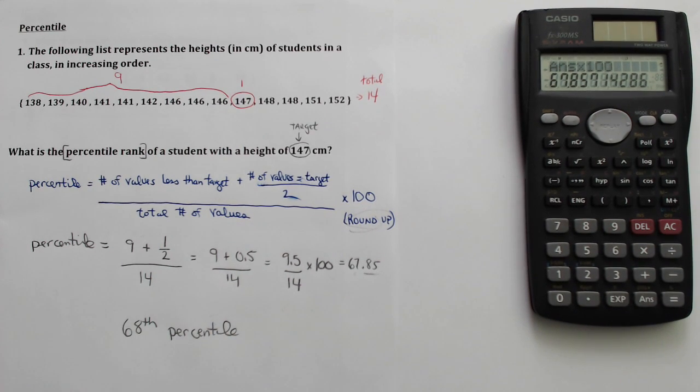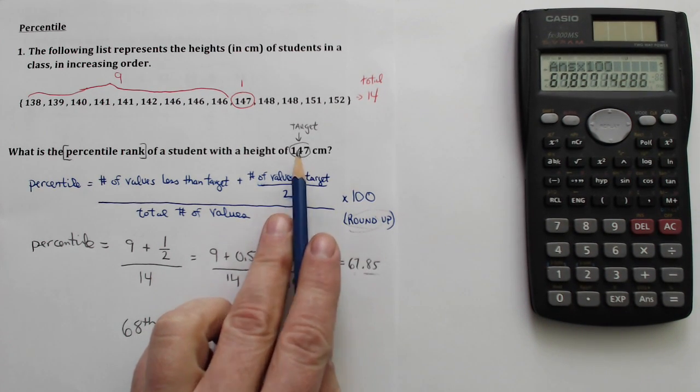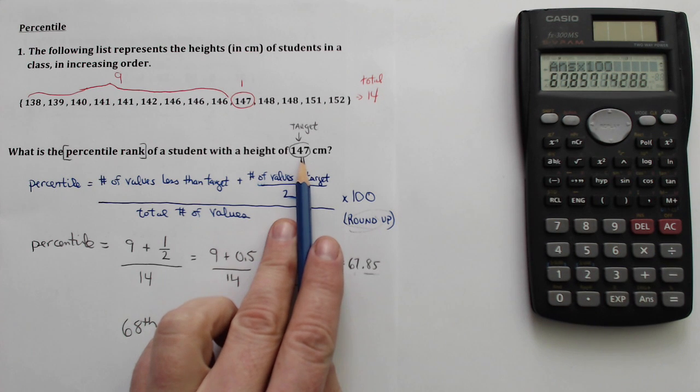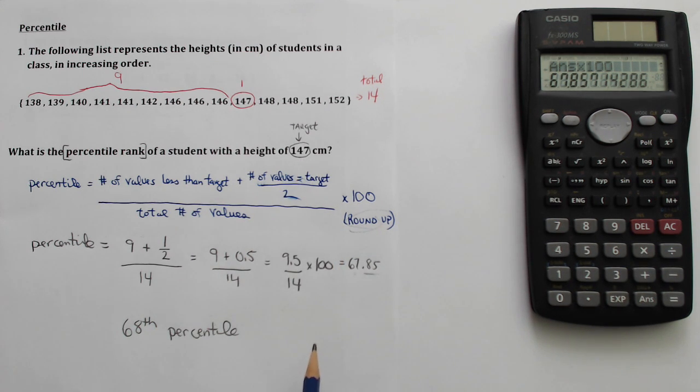percentile. So if you're a kid who's 147 centimeters tall, you are taller than or equal to 68% of the kids in your class.